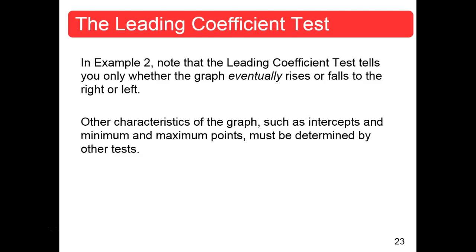Okay. Now, in example two, note that the leading coefficient test, I call it the leading term test, tells you only whether the graph eventually rises or falls to the right or left. Other characteristics of the graphs, such as the intercepts, the minimum and the maximum points, have to be determined by other tests. So this leading term test only tells you end behavior. What happens in the long run?